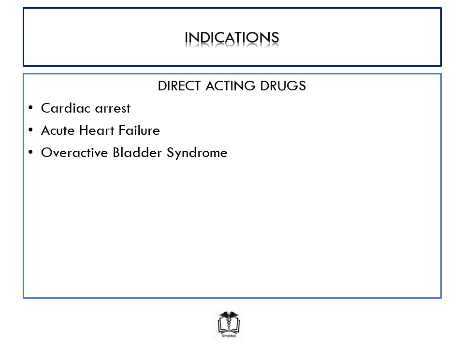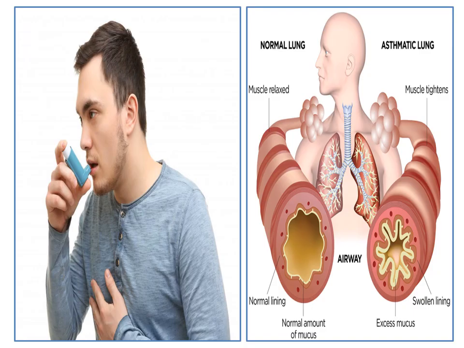Other uses or indications for direct acting drugs include cardiac arrest, acute heart failure, and overactive bladder syndrome. And for most of these, we are going to be making use of the beta 1 drugs. Remember, the beta 1 drugs are drugs that are typically cardiotonic. They tend to work on the heart. So for cardiac arrest and acute heart failure, we prefer using beta 1 drugs in treating them. For the overactive bladder syndrome, we make use of either the alpha 1 or the beta 2 drugs in the treatment of this particular condition.